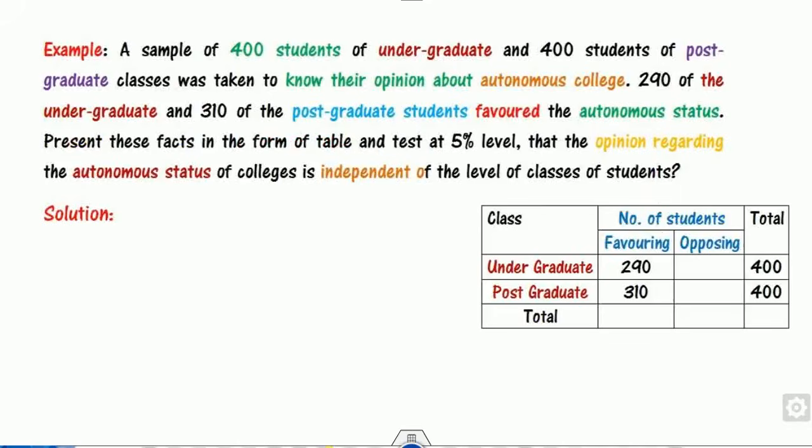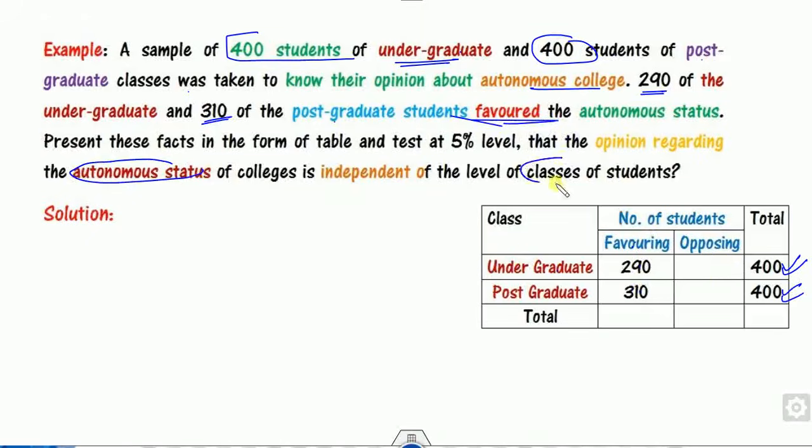Look at one more example. A survey of 4,000 students of the undergraduate, 400 students of the undergraduate and 400 students of the postgraduate, about their autonomous college. 290 undergraduates and 310 postgraduates are in favor, while others are opposing. So there are two attributes: one is regarding the autonomous college, and the second is independence of the class. So you can find the remaining entries, I think, easily.